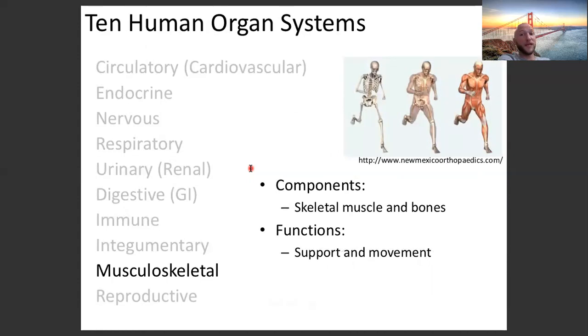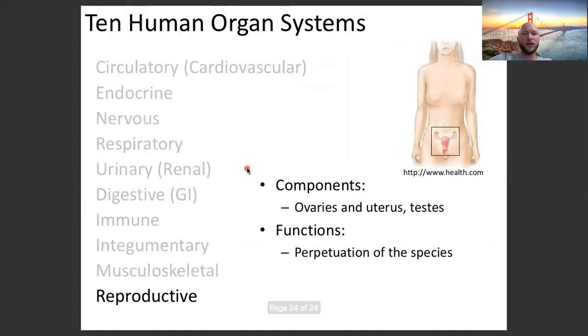Musculoskeletal. Break this word down. Musculo, muscles. Skeletal, skeleton. So the musculoskeletal system. Function: support and movement. And finally, your reproductive system. What does your reproductive system do? It perpetuates the species. It makes babies. It makes more humans. Components: ovaries, uterus, and testes.